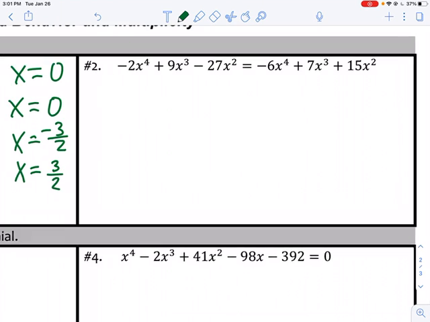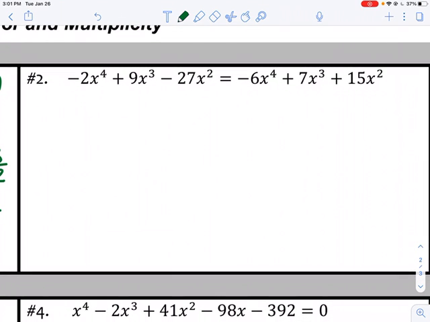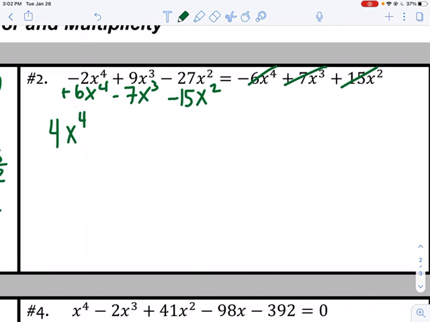All right, let's do the same with this. So first things first, we're going to bring everything to one side. So I'm going to start by adding 6x to the 4th to get rid of that, and subtracting 7x to the 3rd to get rid of that, and subtracting 15x to the 2nd. And then I'll just combine like terms here. So negative 2 plus 6 is 4x to the 4th plus 2x to the 3rd minus 42x squared equals 0.